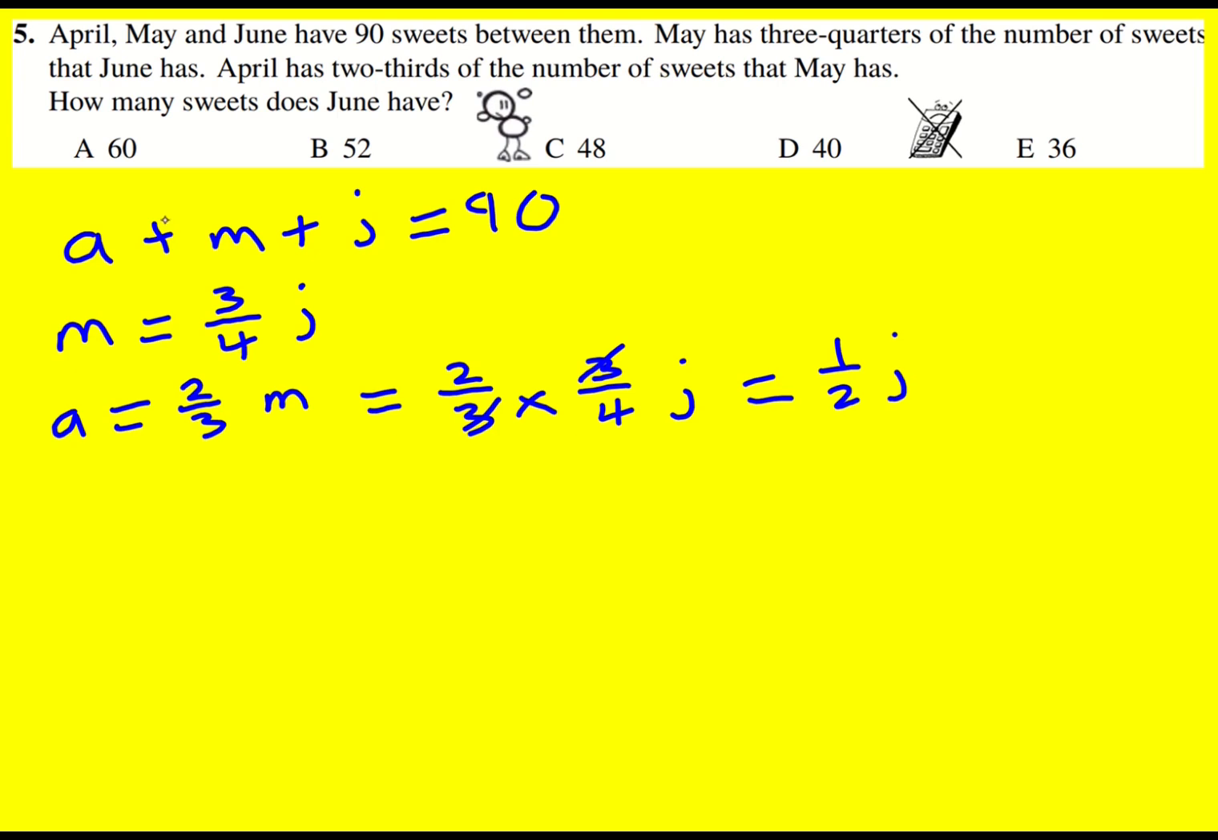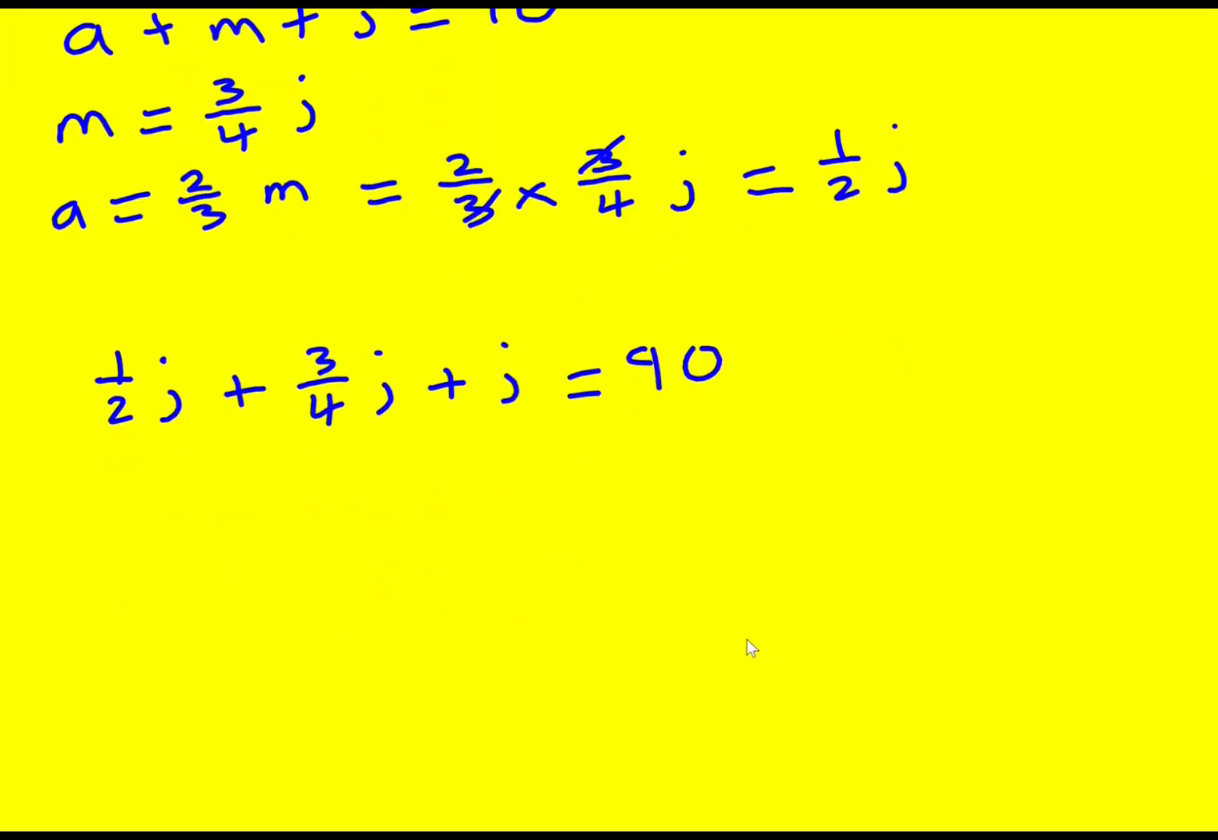Let's put it all into this top equation then, because I now have A in terms of J, M in terms of J, and of course I still have J in terms of J. There's two approaches for dealing with this. The first would be to combine the fractions, but it's just a bit more involved. The easiest thing to do is actually to times both sides by 4, because that will get rid of all the fractions in there.